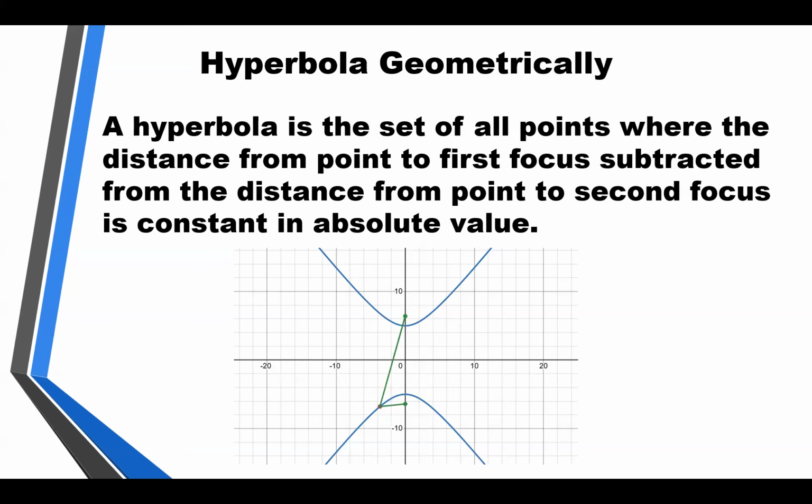Obviously, it's not always 10. With different hyperbolas, you get different numbers, but with mine, it was 10. So when you subtract those two distances, you get a constant in absolute value.